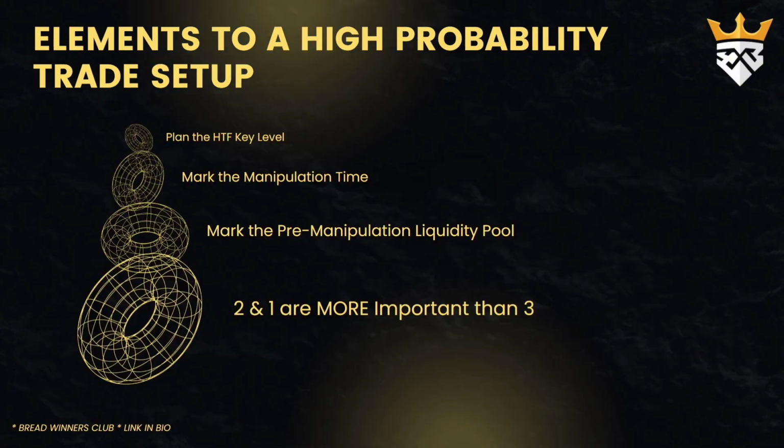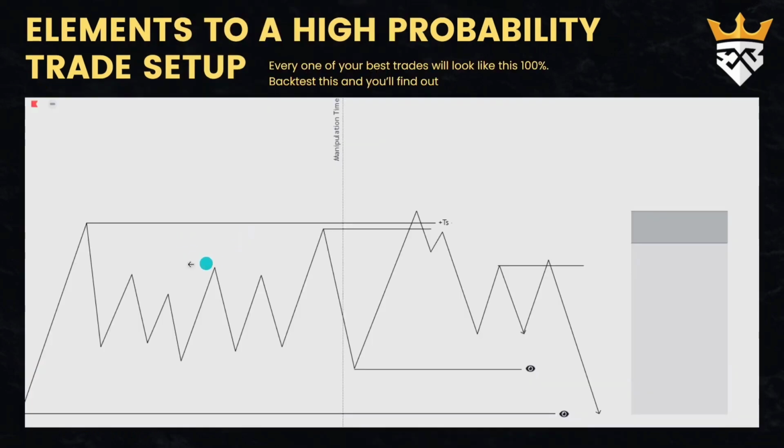So how to frame elements to a high probability setup. Number 1, plan the higher time frame key level. Mark the manipulation time and mark the pre-manipulation liquidity pool. 2 and 1 are more important than 3. Mark the manipulation time and plan the key level and pre-manipulation liquidity pool. So this is the key level. Let's just say it for purposes. This is the key level. This is the pre-manipulation liquidity pool, and this is the manipulation time.